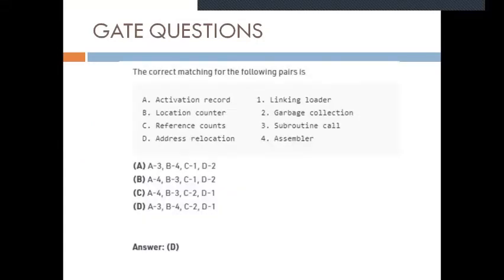And the next question is to match the correct pairs. Activation record matches with subroutine call, location counter matches with assembler, reference counts match with garbage collection, and address relocation matches with linking loader. So the answer is option D.